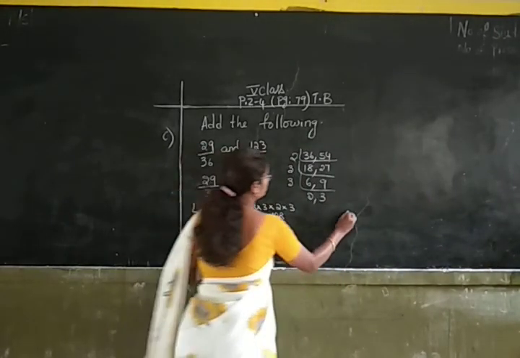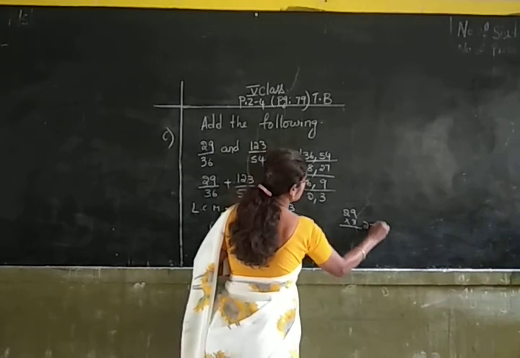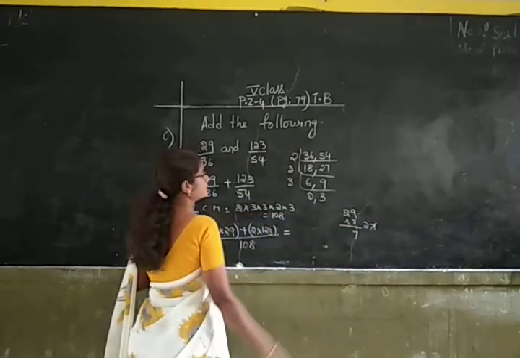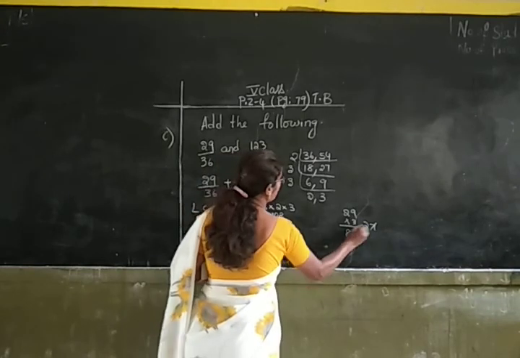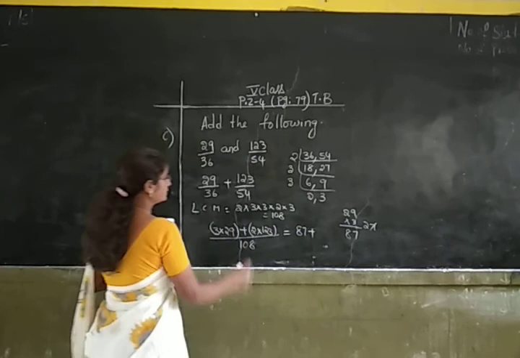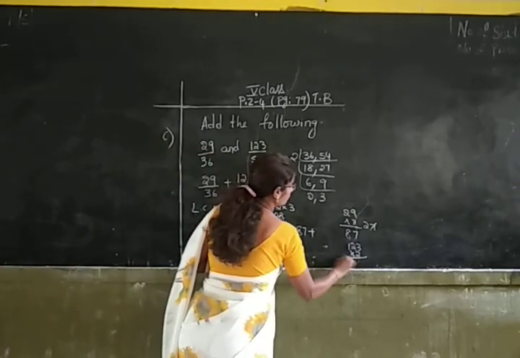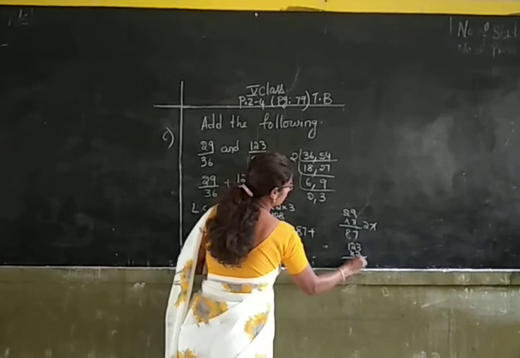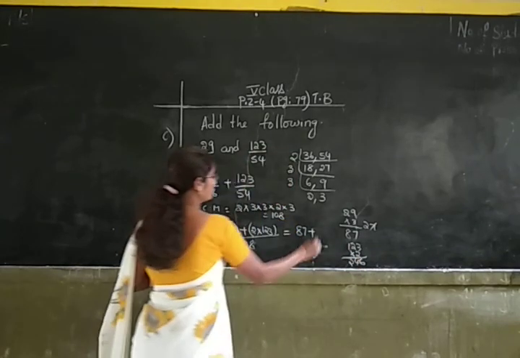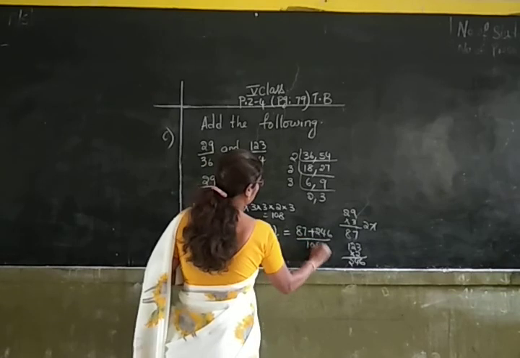So let us multiply 29 with 3. 3 9s are 27. 3 2s are 6. 6 plus 2 is 8. So 87 plus, let us multiply 123 with 2. 2 3s are 6, 2 2s are 4, 2 1s are 2. So the answer is 246 by 108.